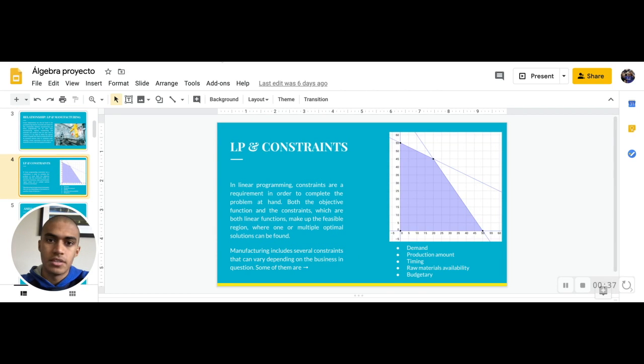The objective function and the constraints make up the feasible region, which is the purple area in the graph, where the optimal solution is going to be found.